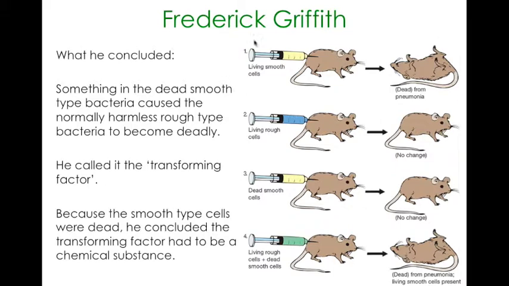Living smooth cells means death, right? So it was the smooth cells that were causing pneumonia and killing the mice. The rough ones were harmless because he injected the living ones and nothing went wrong. If you killed the smooth cells, however, the mice would also live. But if you killed the smooth cells and put them together with living rough cells, both of which independently caused no change in the mice beforehand, the mice would die from pneumonia.